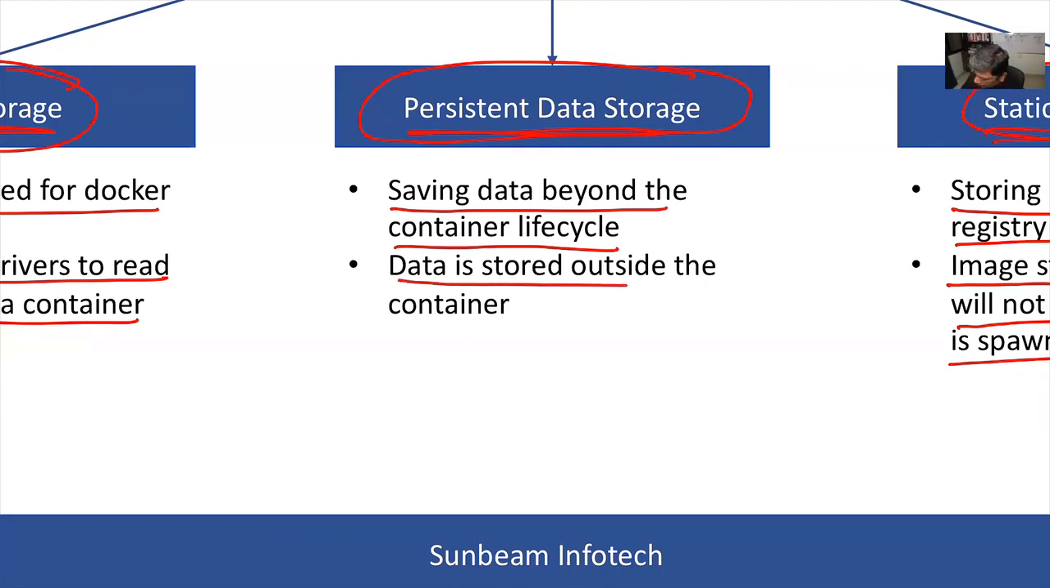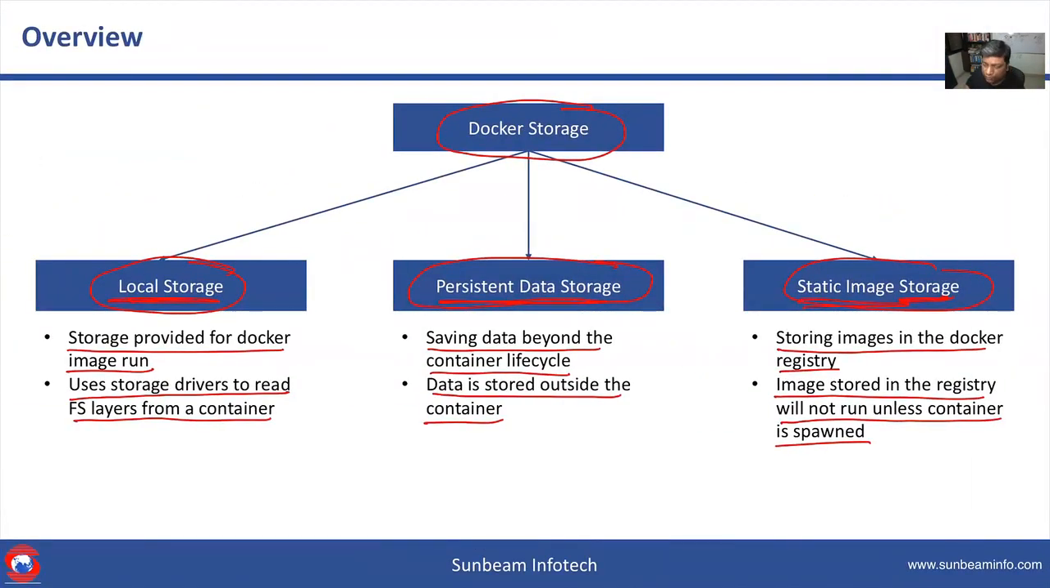The data is stored outside the container. How? I'll show you that when we go to that example. So there are three options. One, local storage. Two, static storage. Both of them are kind of useless for me. If I want to persist the data, I should go only for the last one. This is the third one, something like Docker volumes, with which we can persist the data permanently.